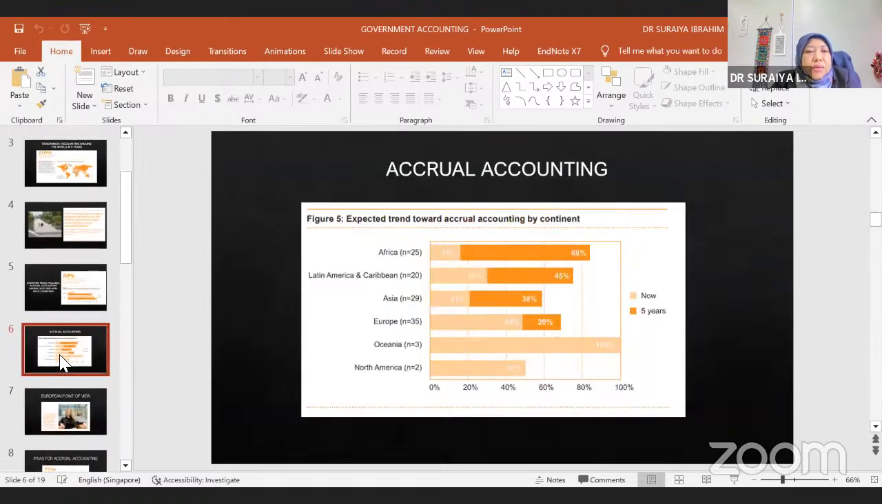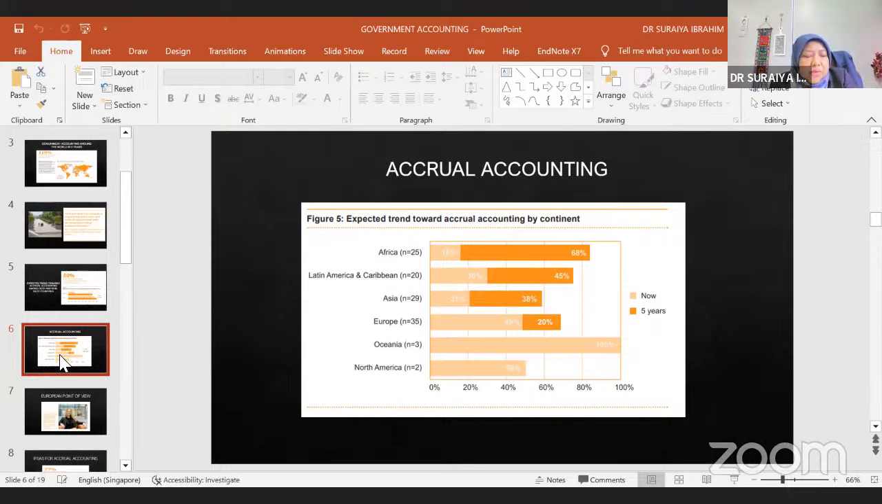Okay, so here is the expected trend to accrual accounting by continent. For example, here they have Africa, Latin America and Caribbean, Asia, Europe, Oceania and North America. In these recent 5 years, they have this graph, because the timeline for adoption of a cash basis was from before 2013.